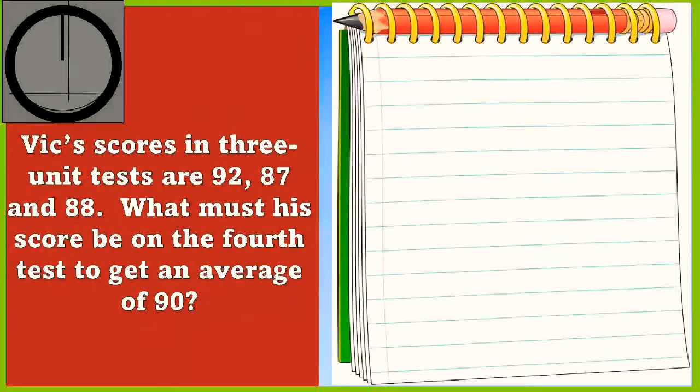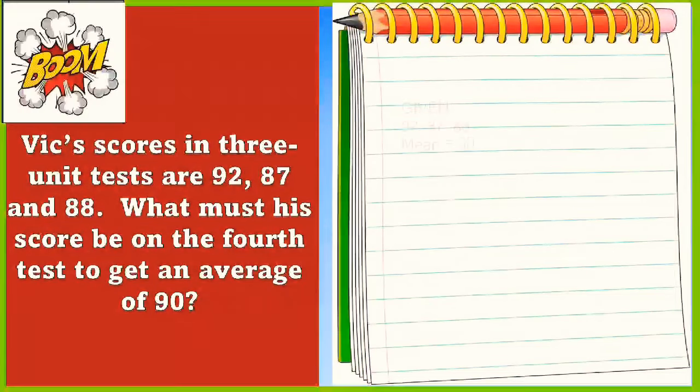Let's have another example. Vic's scores in his first three unit tests are 92, 87, and 88. What must his score be on the 4th test to get an average of 90? First, let's get to know the following given. In our problem, the given data are 92, 87, and 88. Mean is given in the problem, and that is equal to 90. So therefore, we are going to identify one unknown data, and that is the 4th score in the test that Vic needs to get in order for him to get an average of 90.